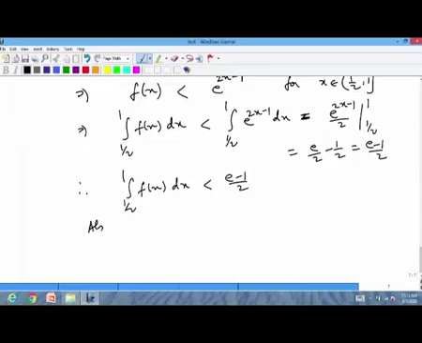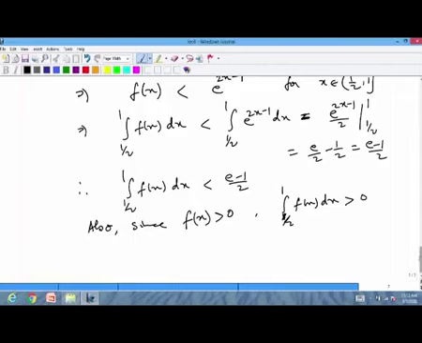Also, since f x is greater than 0, the integral half to 1 of f x dx will be bigger than 0. So, therefore, this lies between 0 and e minus 1 by 2.